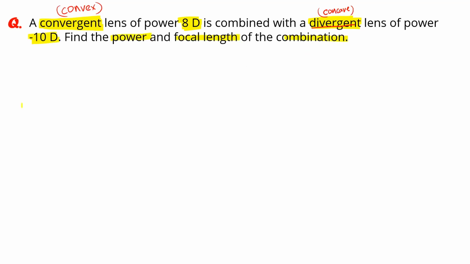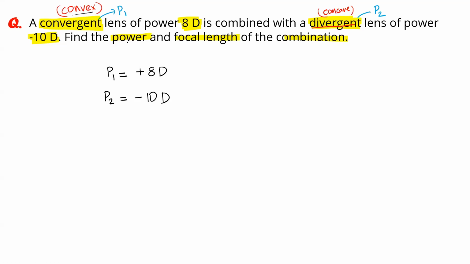That is the question. I'm going to take the power of the convergent lens as P1 and the power of the divergent lens as P2. So I can write P1 is equal to plus 8. What should be the power of a convex lens, plus or minus? Plus, because convex lens power is positive. So I can write plus 8 diopter. Now what about P2? Concave lens, minus. So you should write minus 10 diopter.